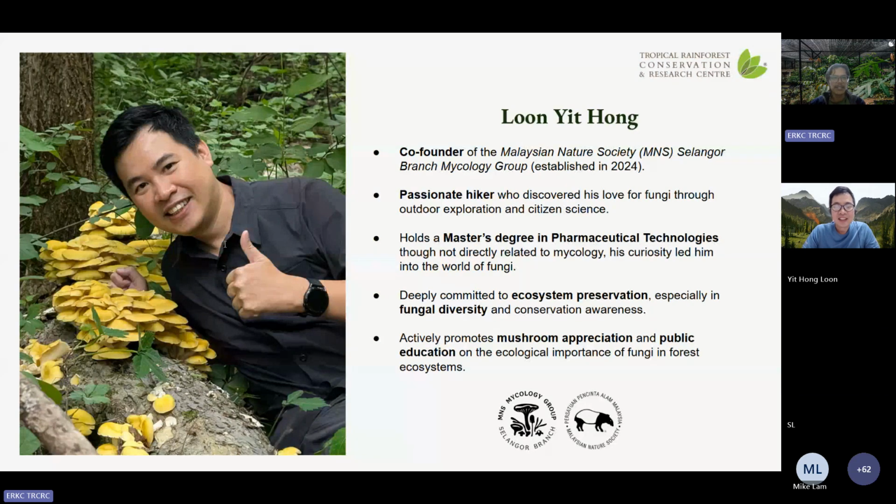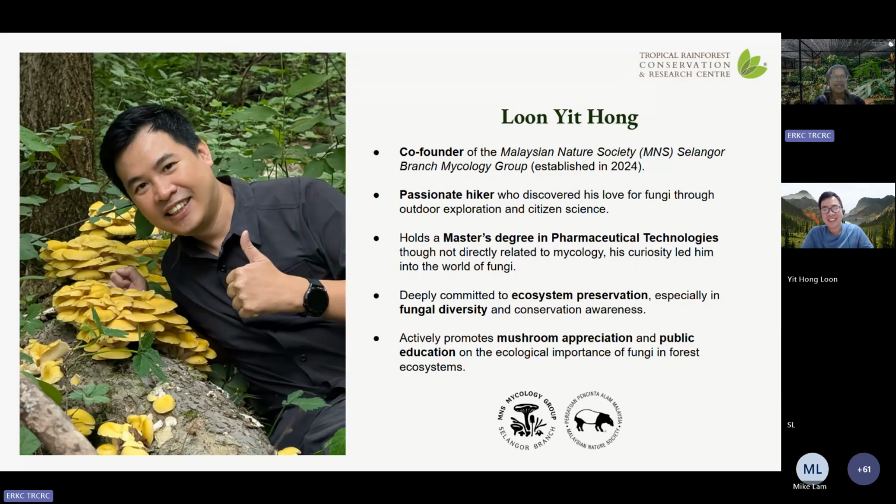So a bit of background about Loon. Loon is a co-founder of the Malaysian Nature Society, or MNS, Selangor Branch Mycology Group, that was back in 2024. He is also a passionate hiker who discovered his love for fungi through exploration and citizen science. And since then, he is hooked. So he cannot run away from fungi anymore.